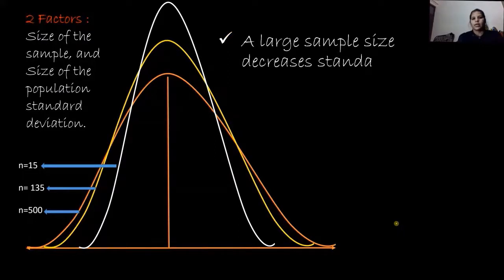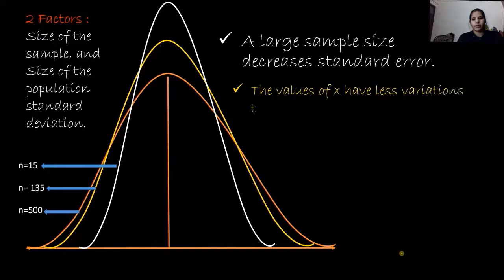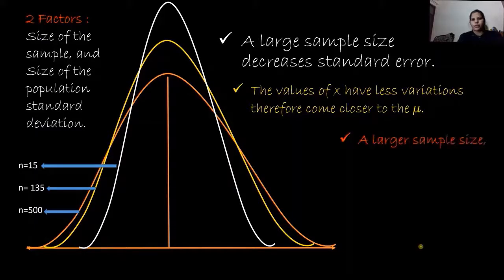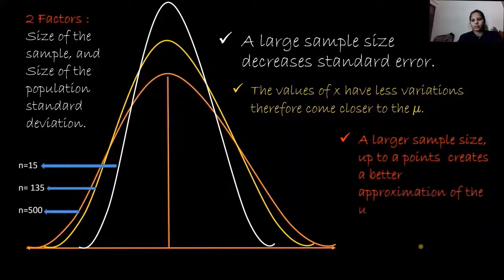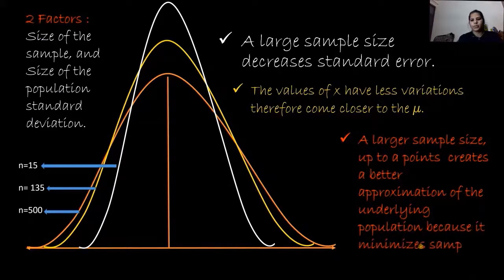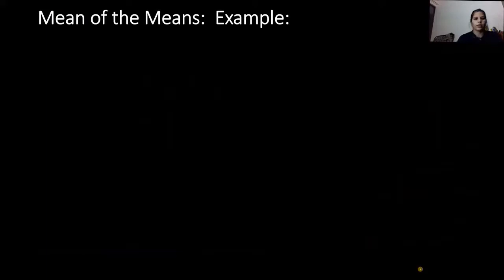Similarly, a large sample size decreases standard error. The values of sample mean have less variability or variation, and therefore come close to the mean of the population. If a large sample size is there, then up to a point it creates a better approximation of the underlying population because it minimizes sampling error.